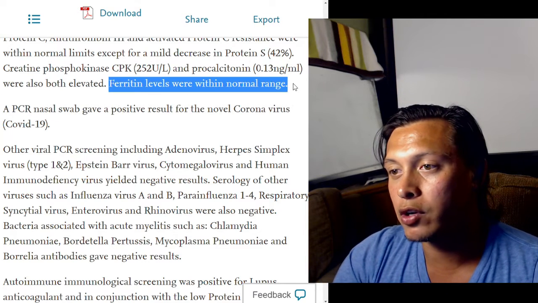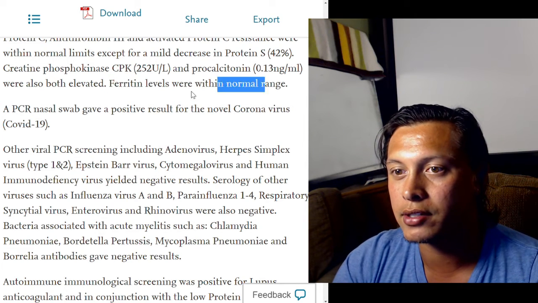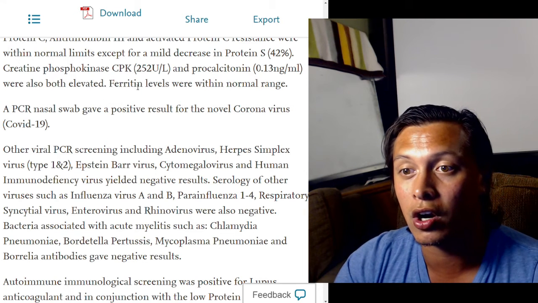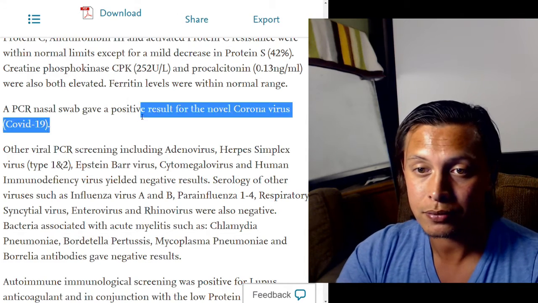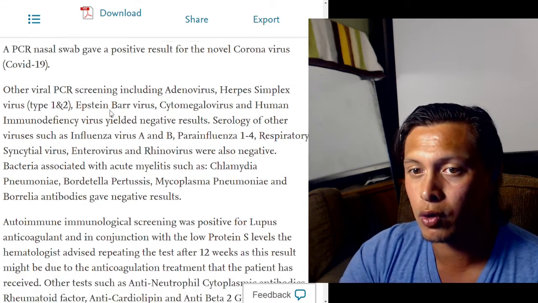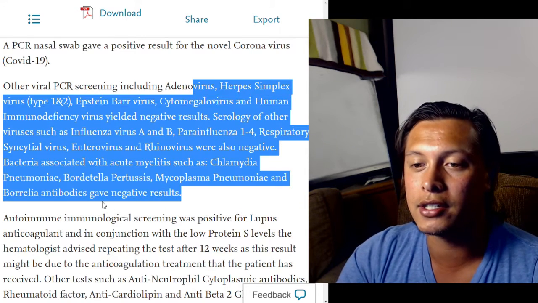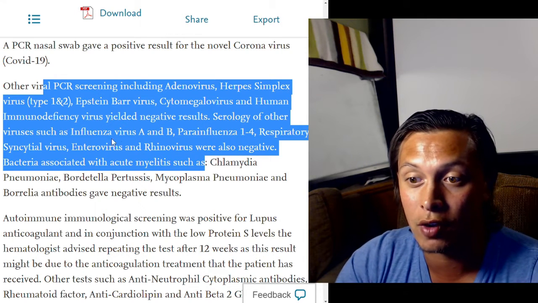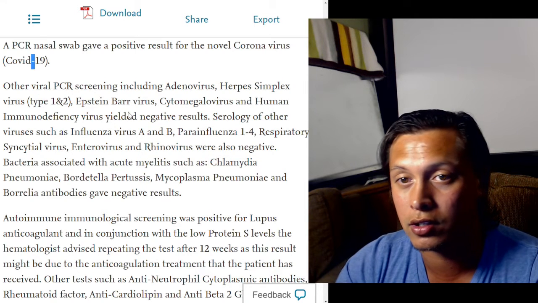And ferritin levels were within normal range. Apparently these can be high in some severe cases, but I believe in people who have died in the morgues, ferritin levels are higher, and ferritin is one of the proteins that help transport iron throughout the body. Anyways, a PCR nasal swab gave a positive result for the novel coronavirus. Other viral PCR screenings include all of these, and they all were negative. So they tested for all of them, and it looks like the only one that he did have was COVID-19.